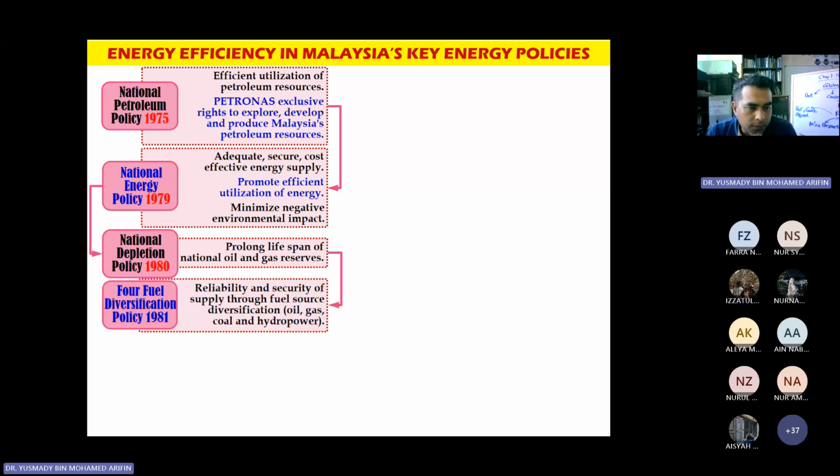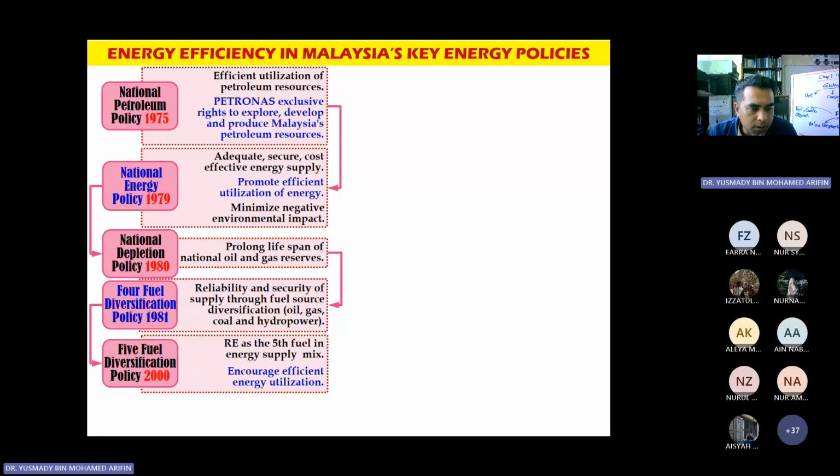Okay, next, the Fuel Diversification Policy 1981. In summary, this policy is to make sure we have reliability and security of supply through fuel source diversification such as oil, gas, coal, and also hydropower. Okay, so at this time, our country concentrated on energy sources based on oil, gas, coal, and also hydropower.